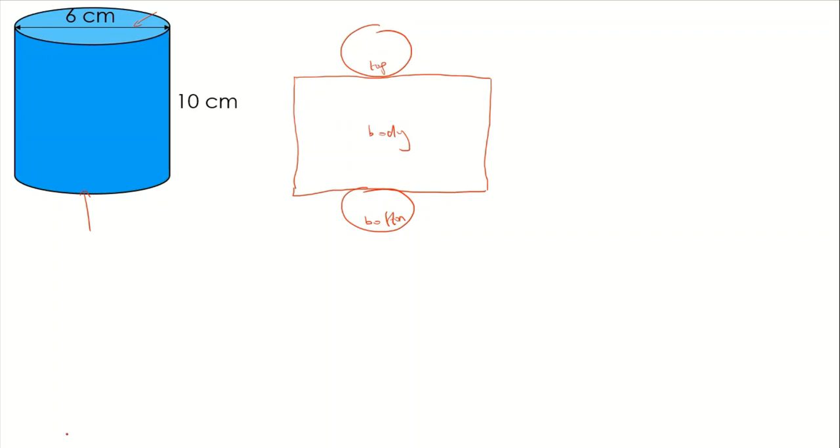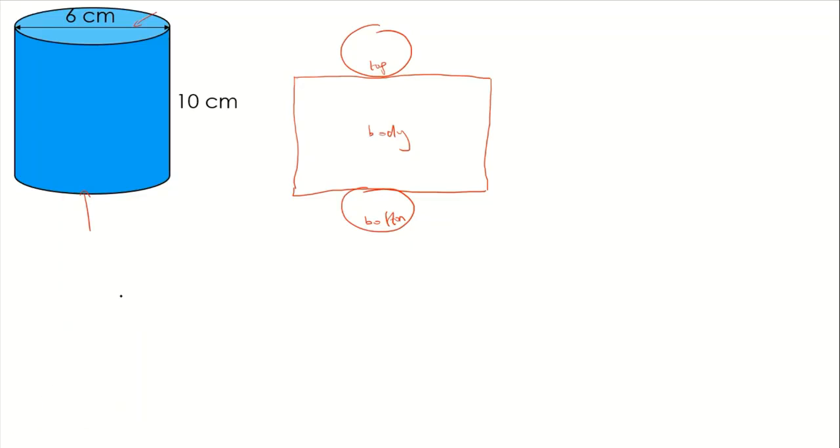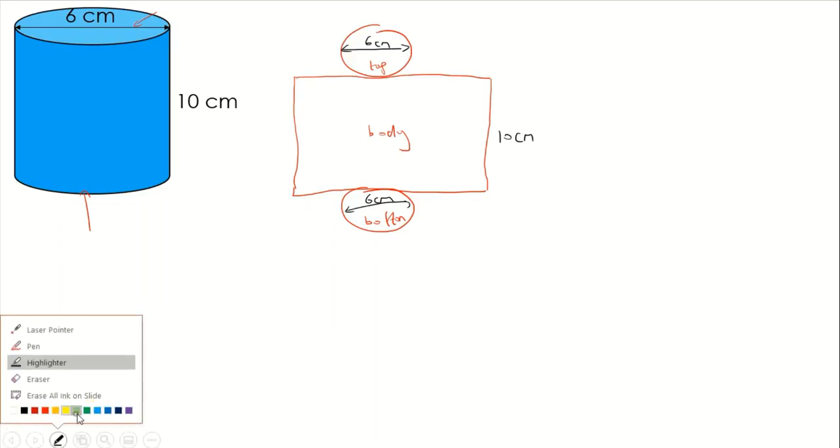All right, let's put some numbers on the picture. I see all the way across here is going to be 6 centimeters. And all the way across here is also 6 centimeters because they're the same shape. And I know this here is 10 centimeters. So we can see now there's 3 surfaces on this shape. The top and the bottom, which I'll highlight in green.